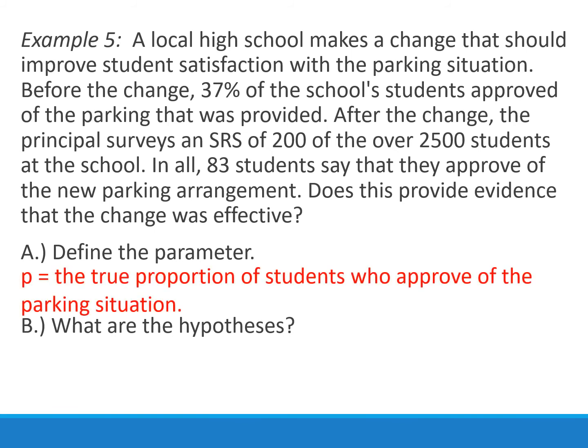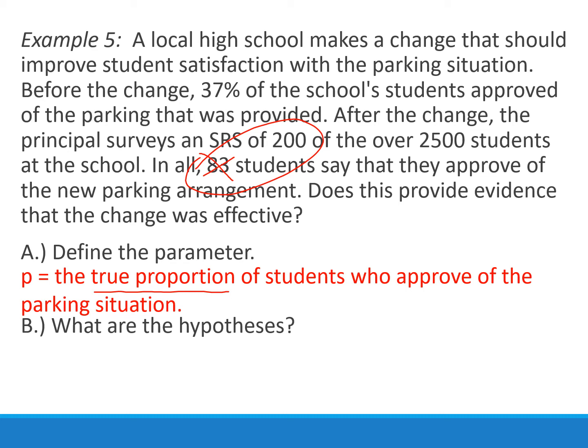So the parameter is the true proportion of students who approve of the parking situation. Again, keep in mind that this is just a sample, the 83 out of 200. If we talk to a different 200 students, we would probably get something other than 83 saying, yes, I approve of it. Samples vary, but the true proportion does not vary. It's going to stay at whatever the actual improvement level is.